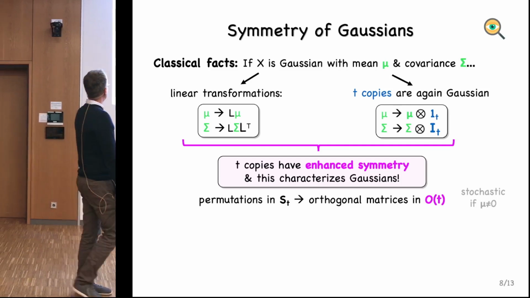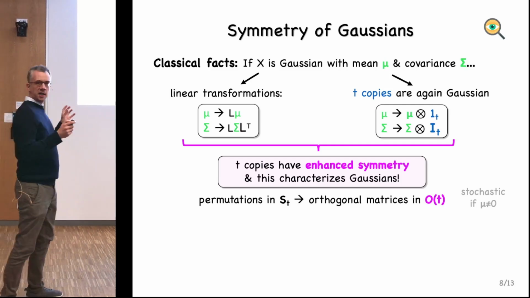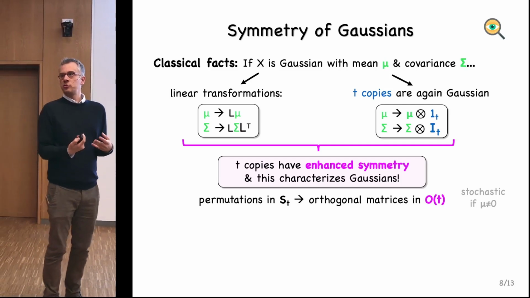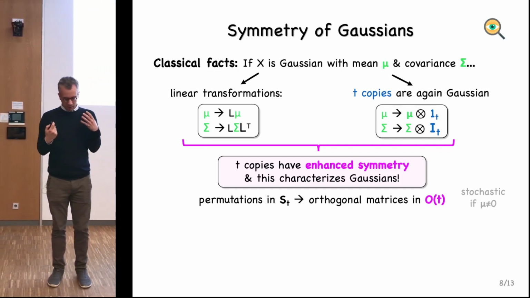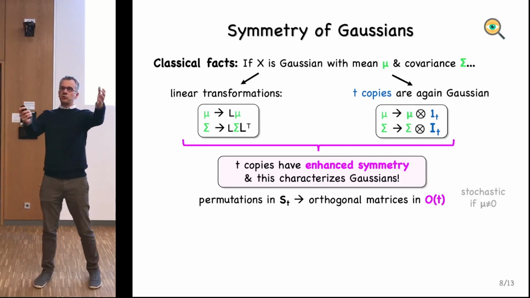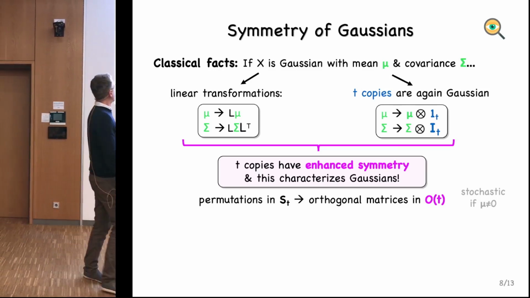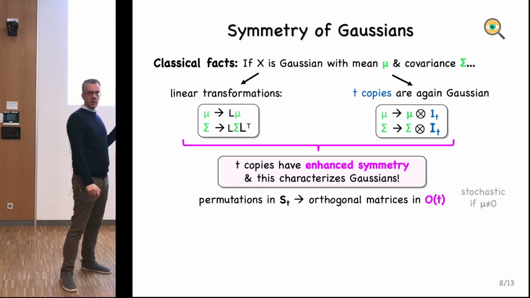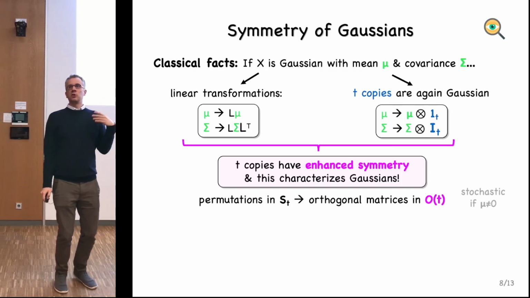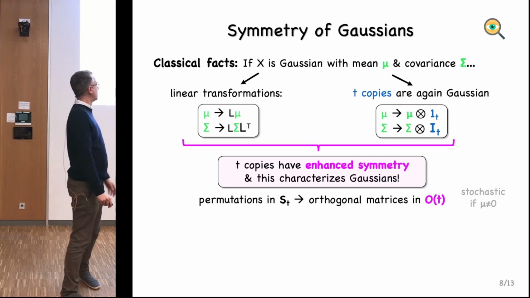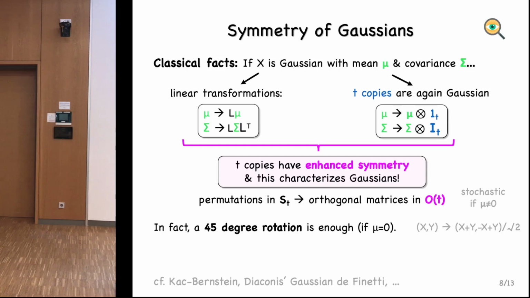Okay. And so the enhanced symmetry, to be more precise, is that whereas for IID copies of an arbitrary random variable we just have a permutation symmetry, for Gaussians we can apply an arbitrary orthogonal matrix that treats the whole individual random vectors all the same. And if they have a mean vector, of course, the mean should also be preserved. So this all-ones vector needs to be preserved. In other words, it should be a stochastic orthogonal matrix. Okay. Cool. And actually, even a 45-degree rotation is enough.